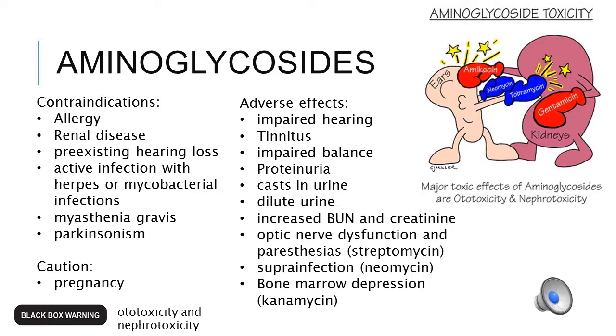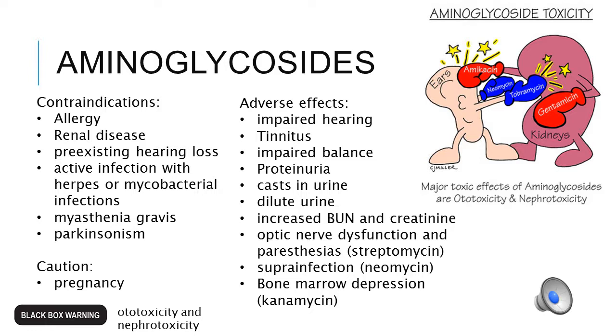Particular aminoglycosides can have effects on the central nervous system, inhibiting neuromuscular junction transmission, and result in exacerbations in myasthenia gravis and Parkinsonism, thus are contraindicated in both. Aminoglycosides can cross the placenta, and their negative effects can impose on the fetus, so they should be used cautiously during pregnancy, only when the benefits outweigh the risks.